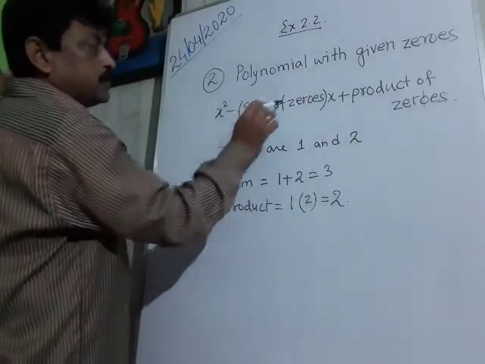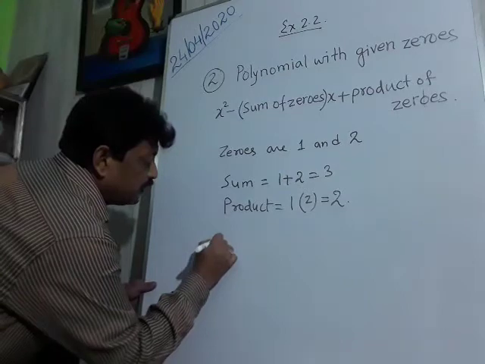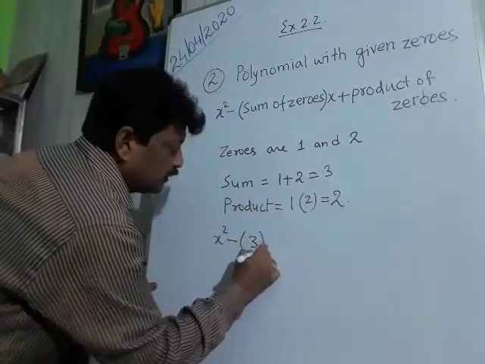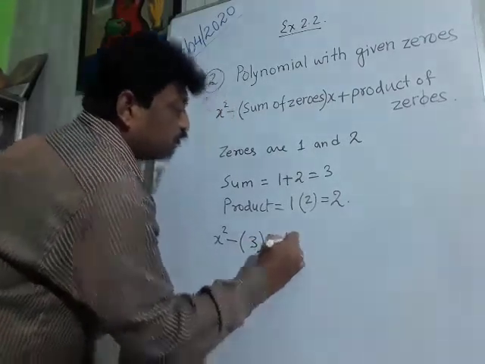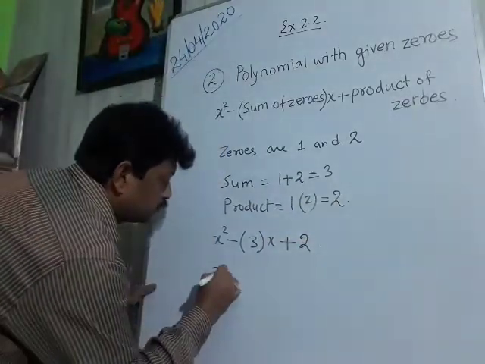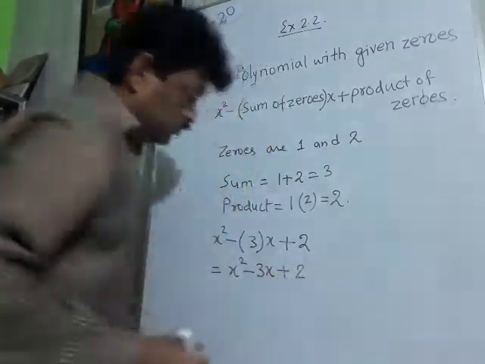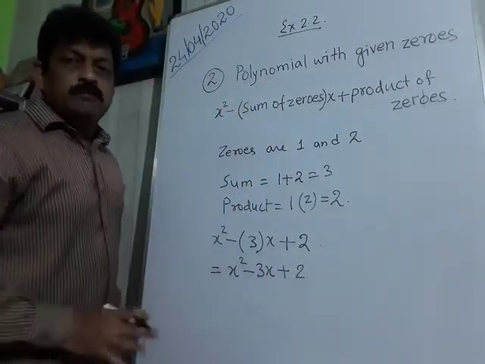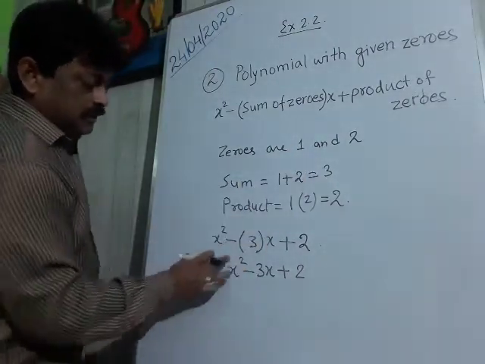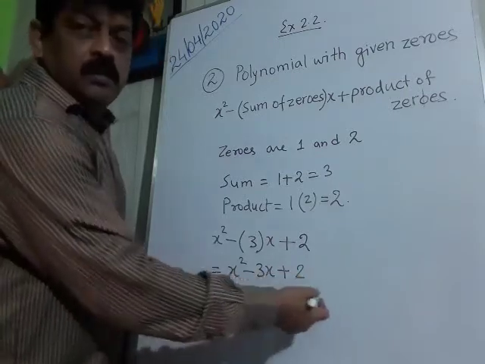Now put the sum here and the product here. So what will be the polynomial? It will be x square minus sum of the zeros is 3, so 3x, plus product of the zeros is 2, so 2. So that is equal to x square minus 3x plus 2. So this is the required polynomial. It's too simple. Find the sum of the given zeros, find their product, and then put it in the formula. We will get the required polynomial.